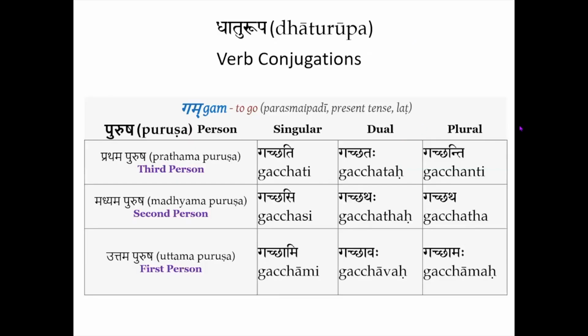Now the forms of verbs. Gam dhatu. Again, I would repeat one row and you chant after me. Gacchati, gacchataha, gachanti. Gacchasi, gachatha, gachatha. Gacchami, gacchavaha, gacchamaha.